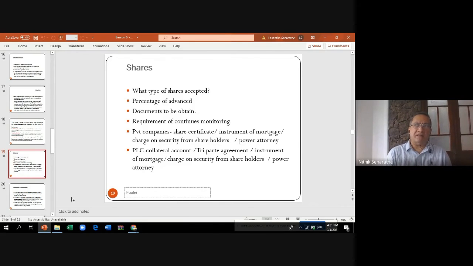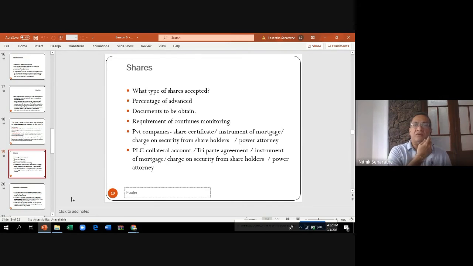Documents to be obtained depend on the shares. Normally those are CDS listed shares. So either you can have a custodian type of relationship where you can create a tripartite agreement. Now, if you take a private company share certificate, it's a private entity, those are not listed. Instrument of mortgage, so you have to create a mortgage, a charge on security from the shareholders, right, and a power of attorney. So simply the shareholder will give a power of attorney to the bank's managing director.